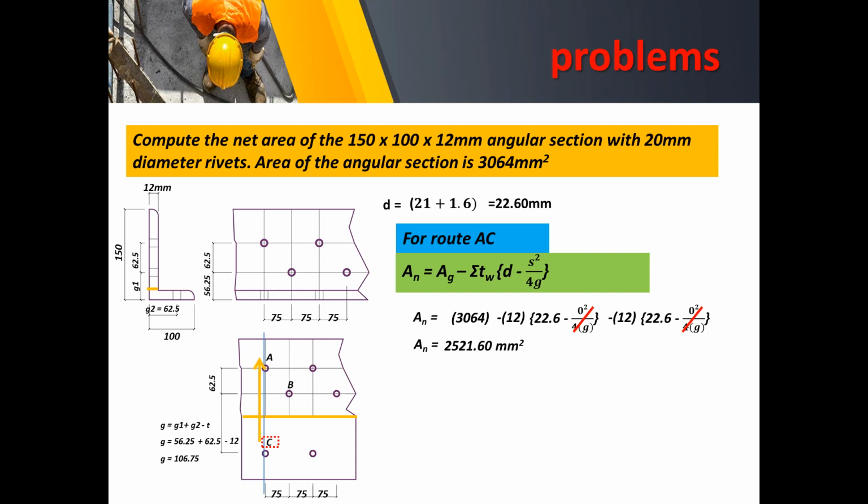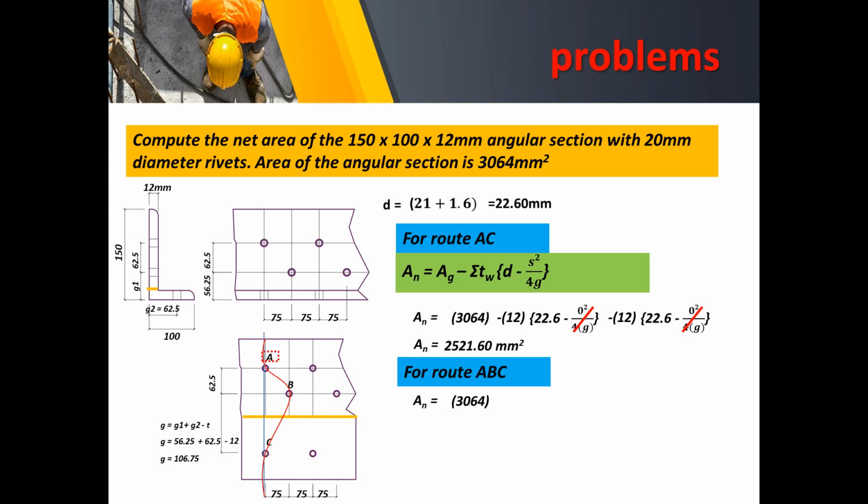So, in this case, we are going to have another root, say ABC. So at root ABC, obviously, there will be pitch distances, okay, connection between A to B and B to C. So let's do it. So for the net area, 3064. By the way, do not be confused, because 3064 is already an area. So we do not need to multiply any thickness because that is already an area.